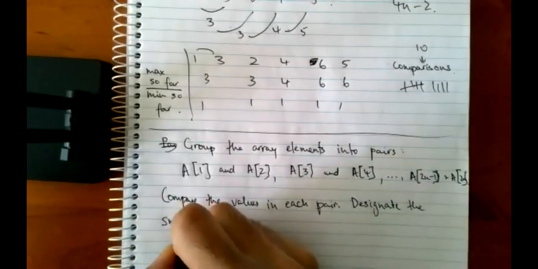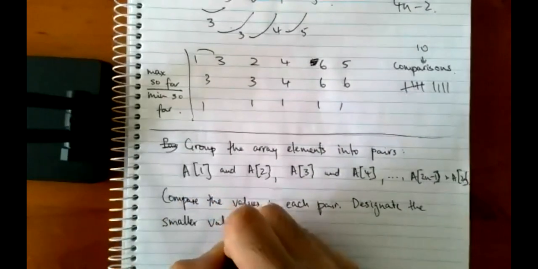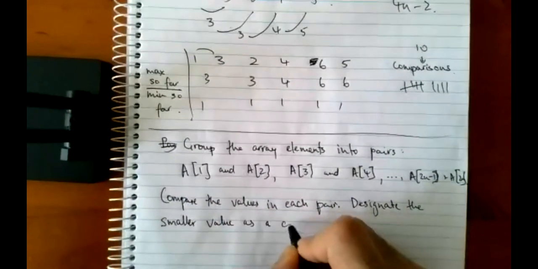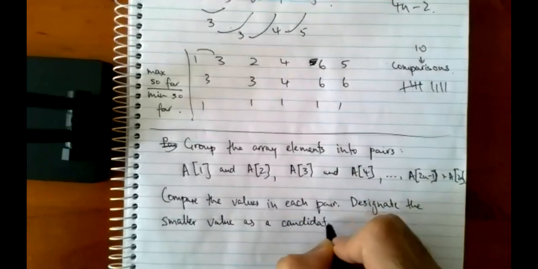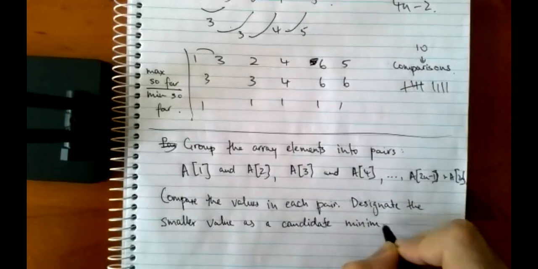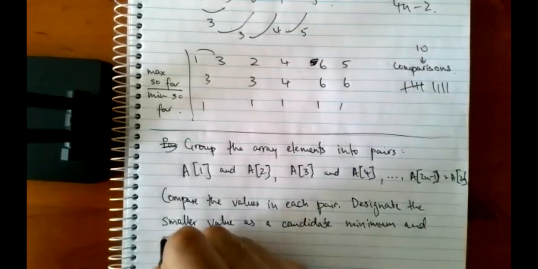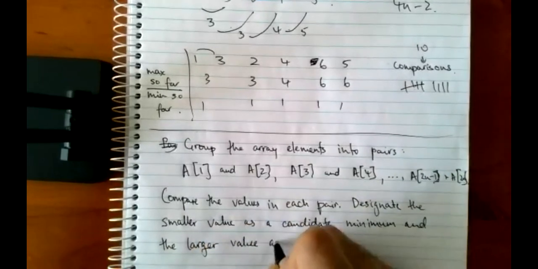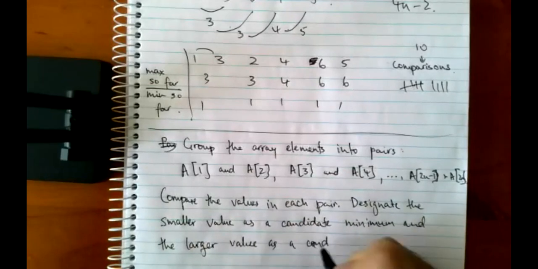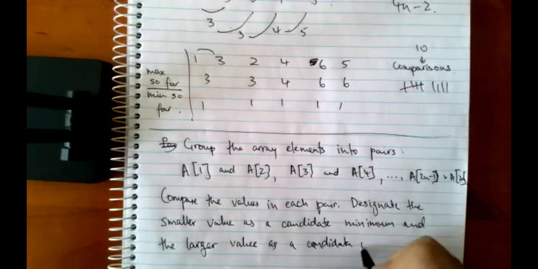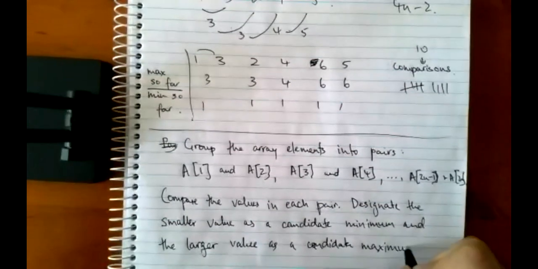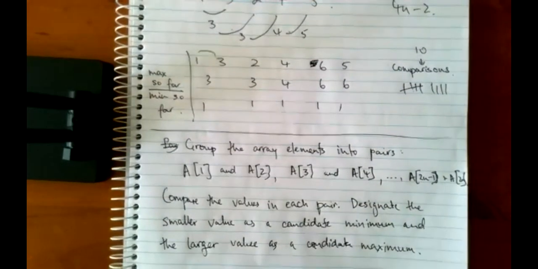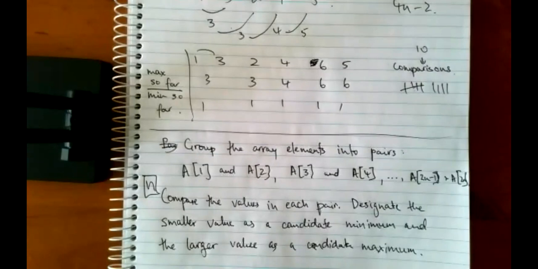We can designate the smaller value as a candidate minimum, and the larger value as a candidate maximum. So far we have used n comparisons. So I'll just keep track of that. We have used n comparisons so far to isolate which is the bigger and which is the smaller in each pair.